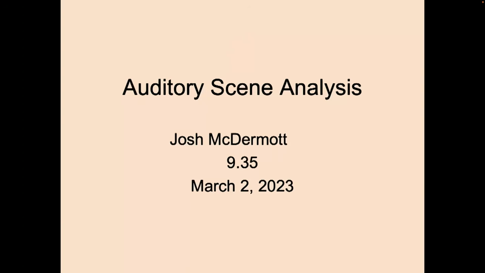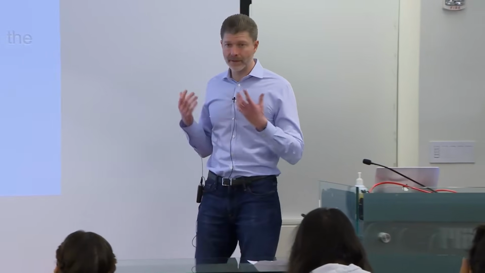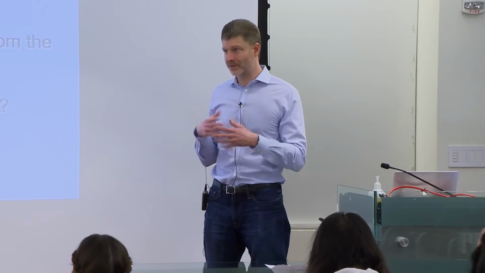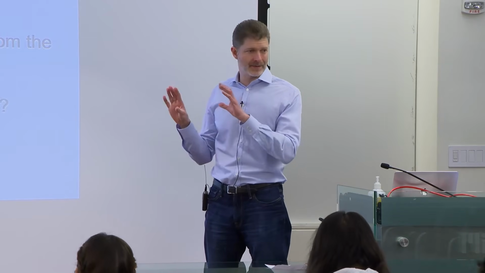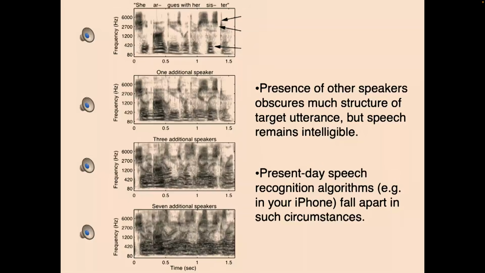We got started on this last time. We talked about how the problem is that there are very often multiple acoustic events happening in the world at the same time. Your ear receives a single sound waveform, and you typically need to estimate or comprehend something about one or more of the individual sources. The classic example is the cocktail party problem, where you're trying to understand one person, and there are other voices present at the same time.